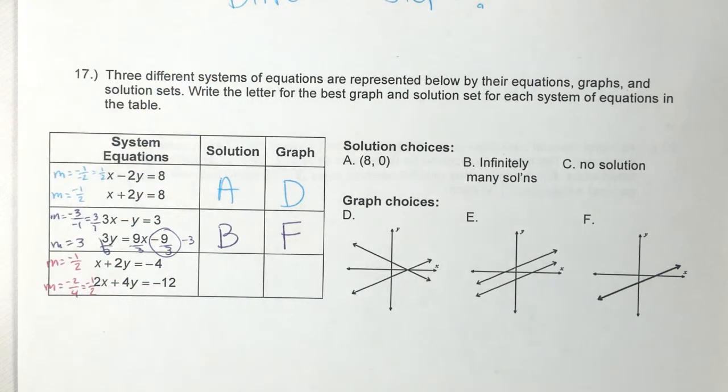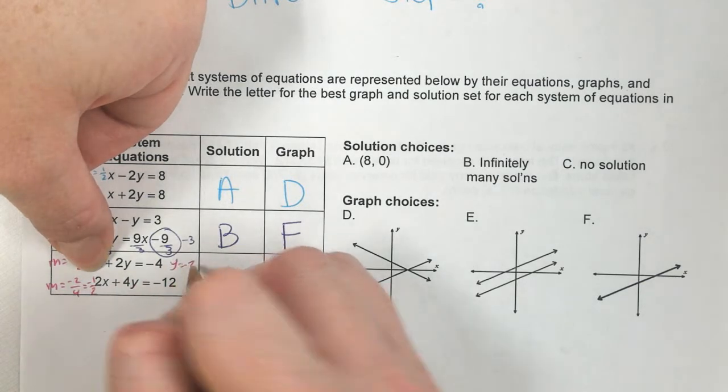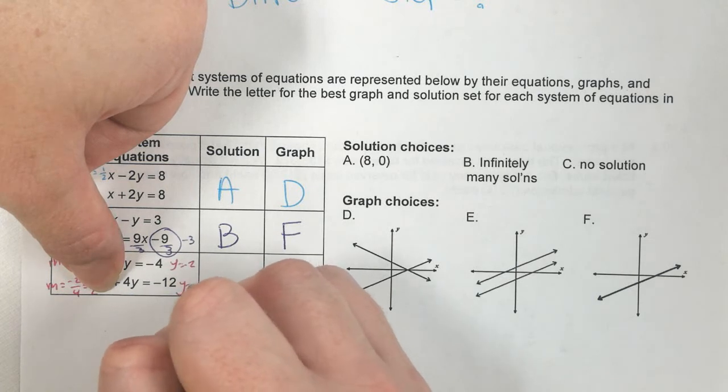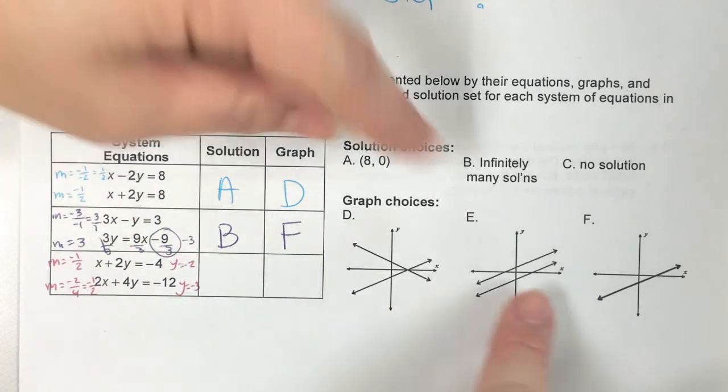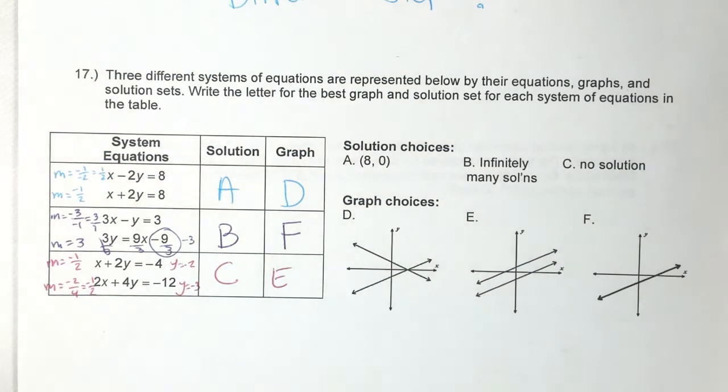Okay, my y-intercept for the first one would be -2. My y-intercept for the next one would be -3. They're different y-intercepts, therefore they're going to be parallel and have no solution.